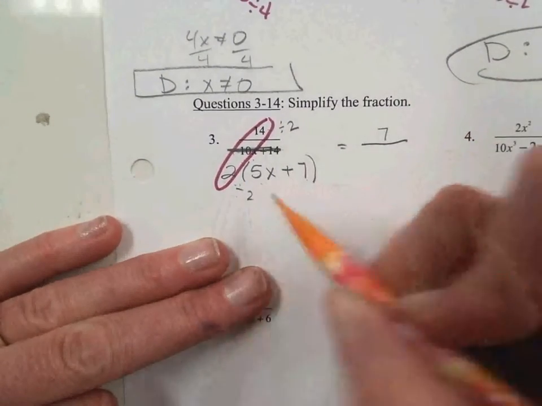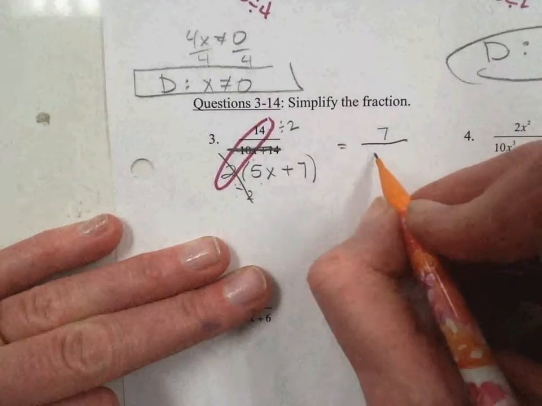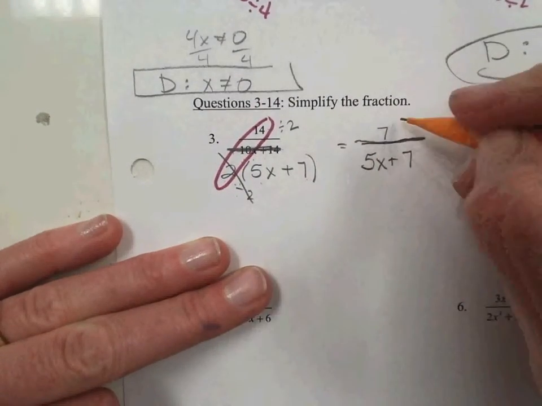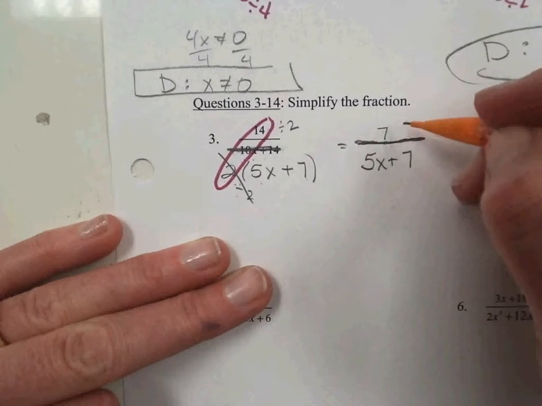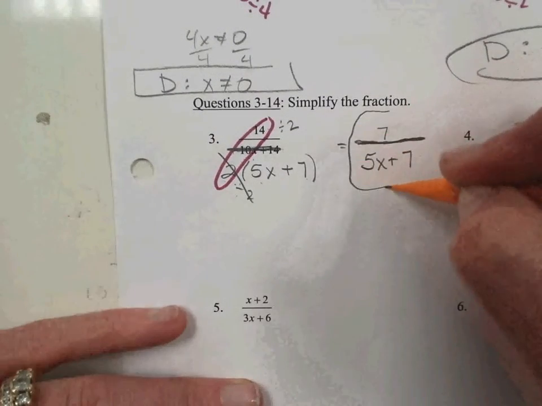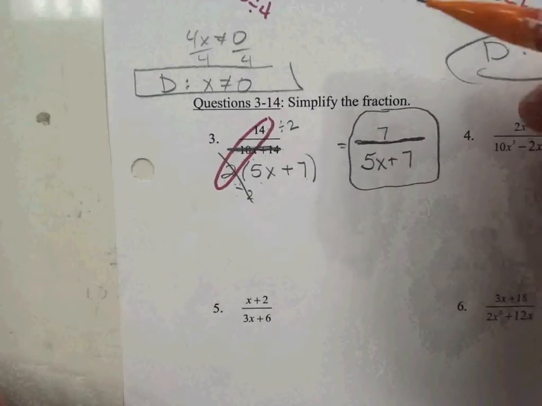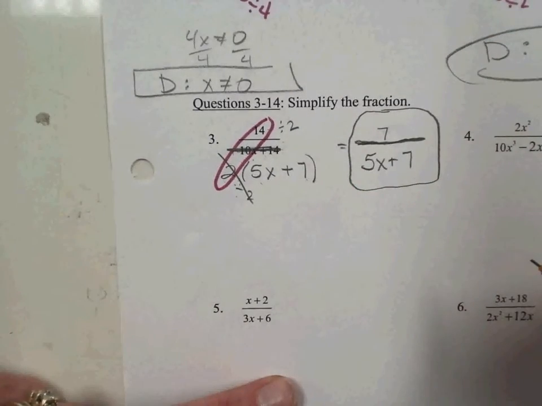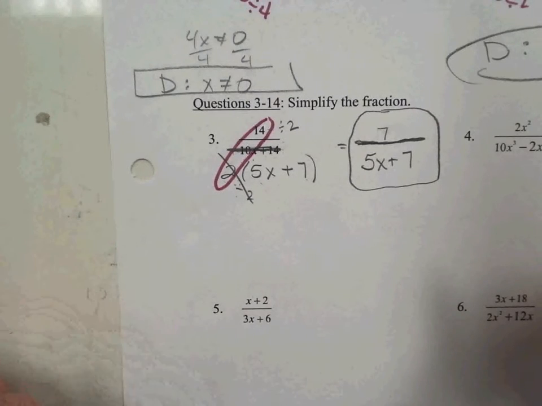7 over 2 divided by 2 cancels out. That's just 1. And I have 5x plus 7. So what you factored out is what you have to take up top. What you factor out is what you take out. You divide the numerator and denominator both by that. 7 over 5x plus 7.